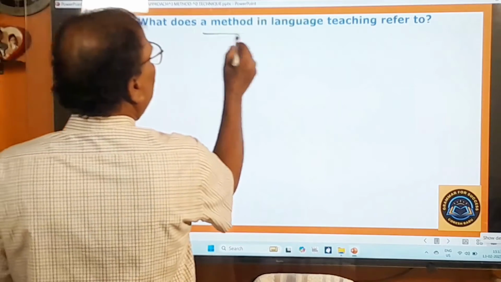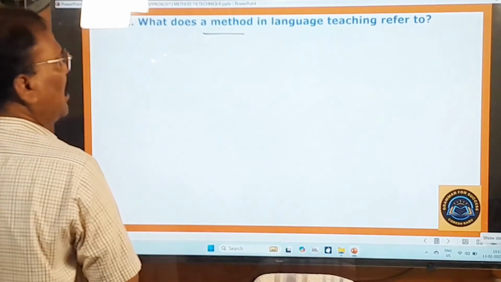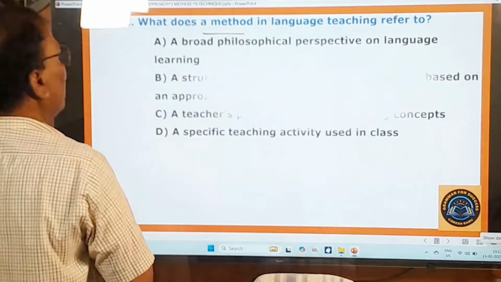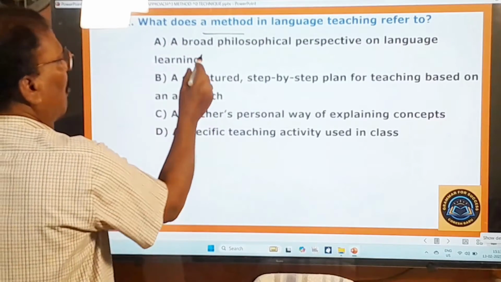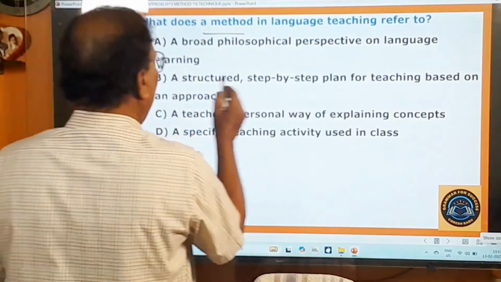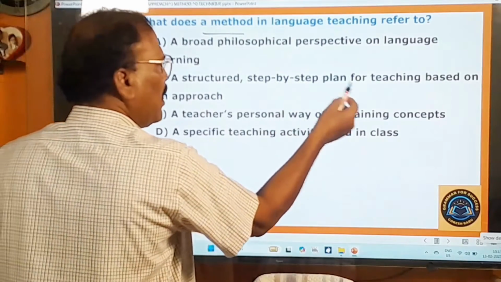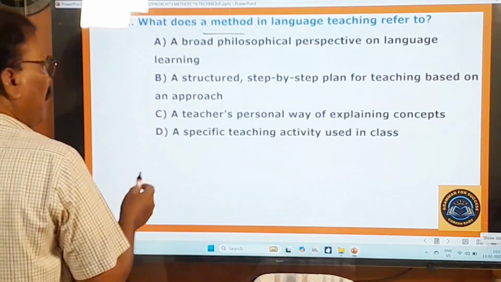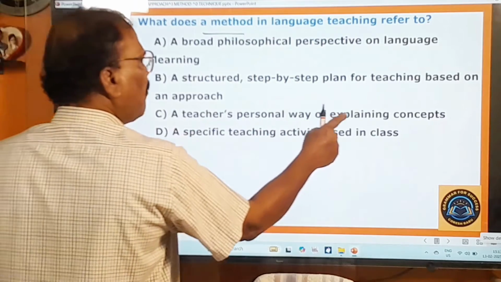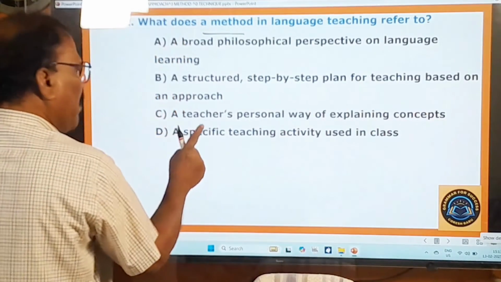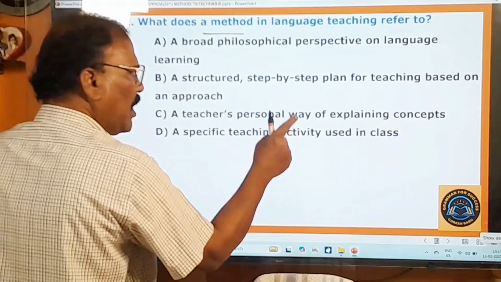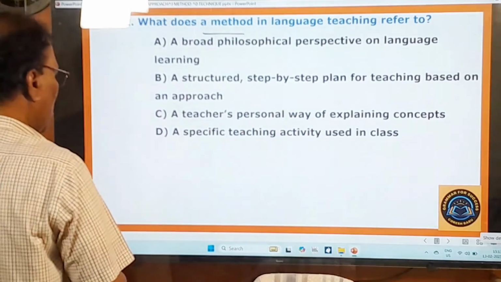What does a method in language teaching refer to? A broad philosophical perspective on language learning, a structured step-by-step plan for teaching based on an approach, a teacher's personal way of explaining concepts, a specific teaching activity used in class. Go to the third question.